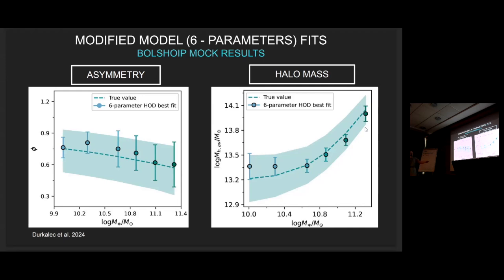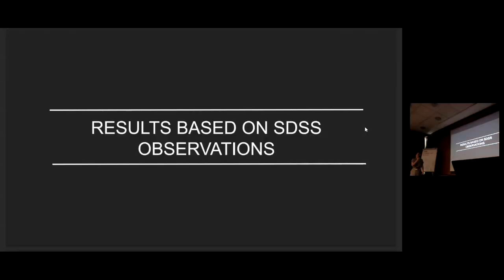So the same for the halo masses, if I am able to retrieve the halo mass as a function of the stellar mass of the galaxies. And this is again the same thing. Points are my fitting points, the points that I got from the correlation function fitting, and these are the real values.